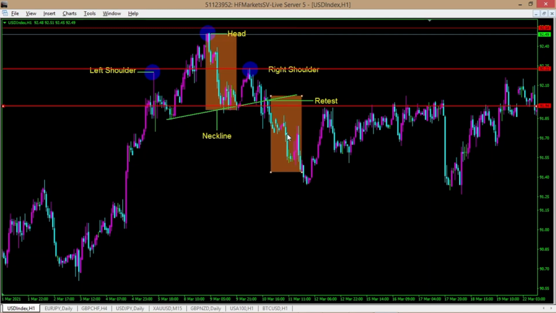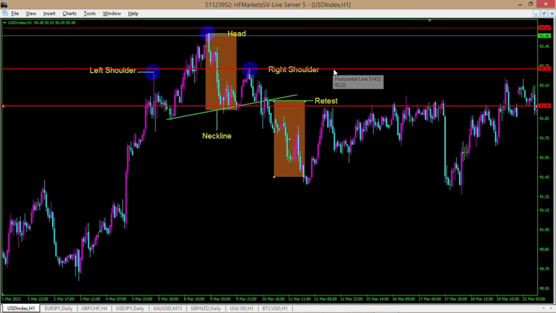Replicate that. So we'll now make it from our entry point down. So we'll put our TP down here. Our TP is going to be down here.